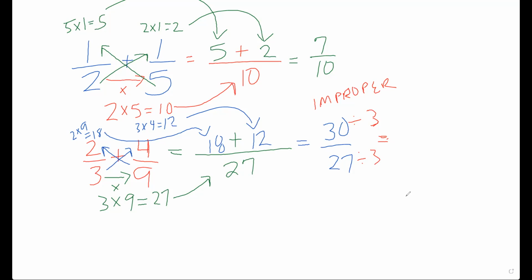30 divided by 3 gives us 10, and then 27 divided by 3 gives us 9. All right, so of course, we're still improper. We just simplified it down. So now we're going to go from an improper to a mixed number.